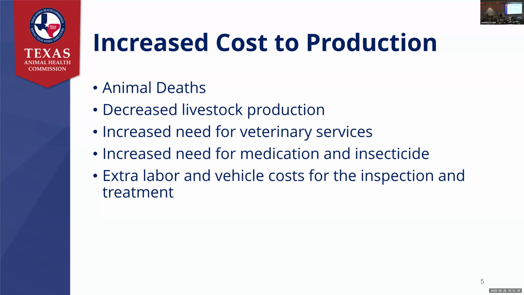So increased cost of production, obviously one of them is the death loss in animals, decreased livestock production. If you get a New World screwworm infestation, you're going to need increased veterinary costs and services, and increased need for medication and insecticides as well. So labor and vehicle costs for the inspection and treatment of cattle. I don't know that we have the number of cowboys and number of horses that we're going to be needing to treat livestock on our ranches today if we get a New World screwworm infestation.